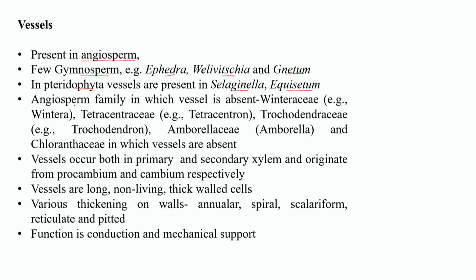Now in angiosperms, there are some angiospermic families in which vessels are absent, like in Winteraceae, Tetracentraceae, Trochodendraceae, and in some more families these vessels are absent. Now vessels will also be present in primary and secondary xylem. In primary xylem they will originate from procambium, and in secondary xylem they will originate from cambium.